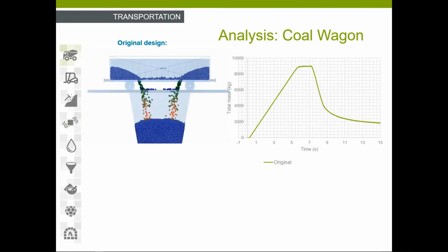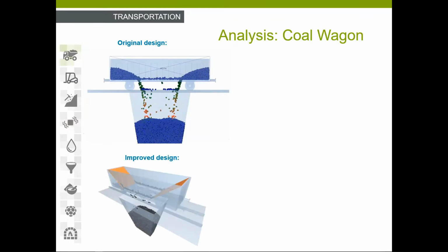Because in this situation, ideally, you want all the material to flow out naturally. Otherwise, it will have to be removed manually or use a machine to do it. So here we have a suggestion, an improved design, which includes 2 inclined plates that are colored in orange to help draining the material at the ends.